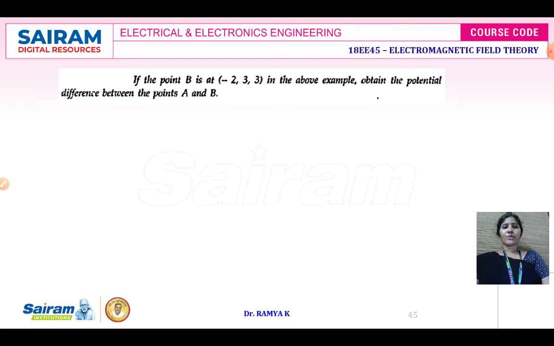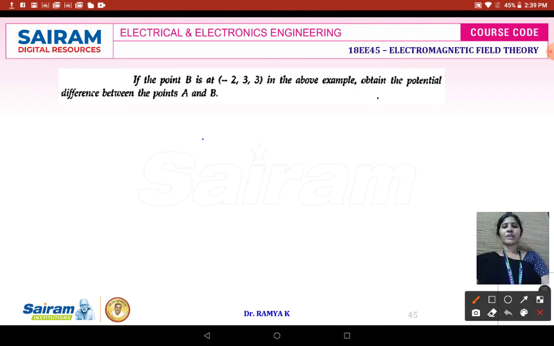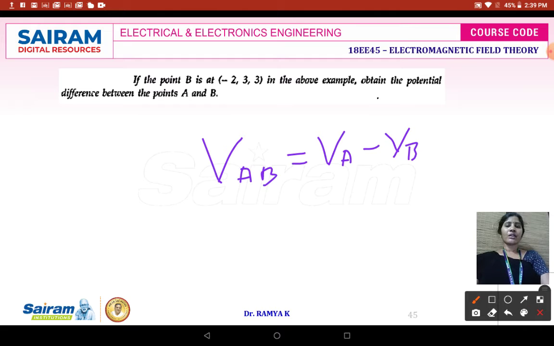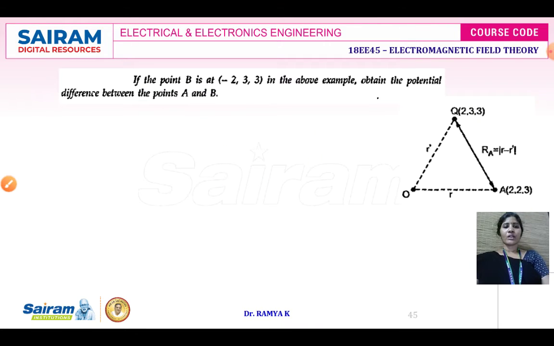Now, for the same problem, we should obtain the potential difference between the points A and B. So, we need to obtain VAB. VAB is nothing but VA minus VB. Here, the point charge is going to move from point B to point A, so we will be getting VB minus VA. The point charge is located at 2, 3, 3.